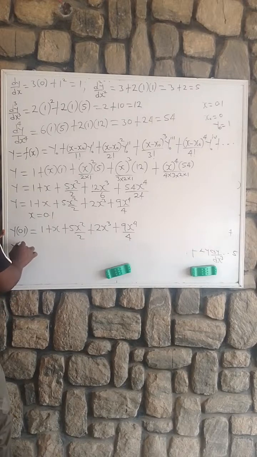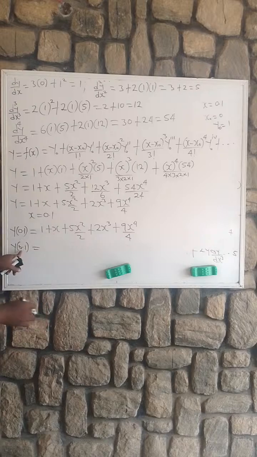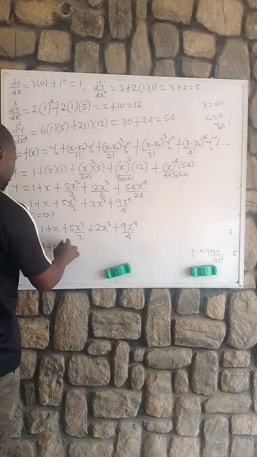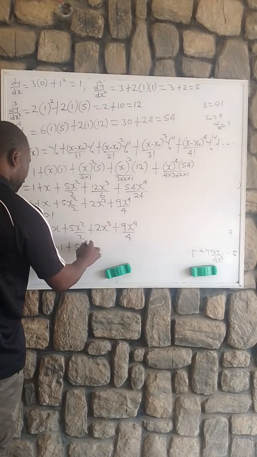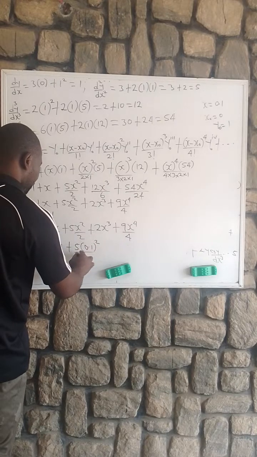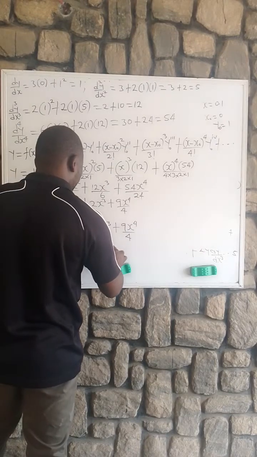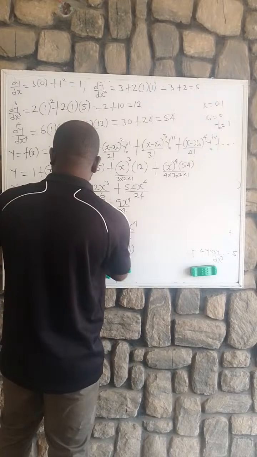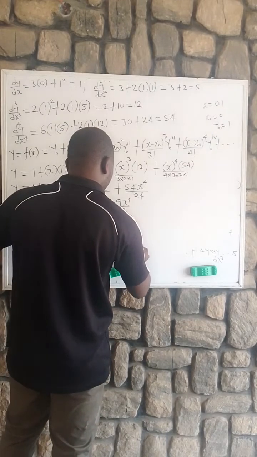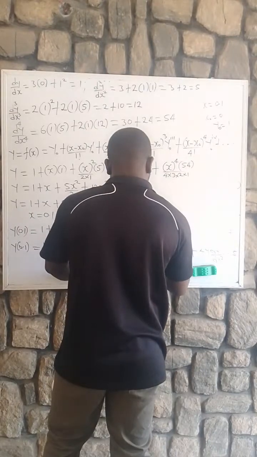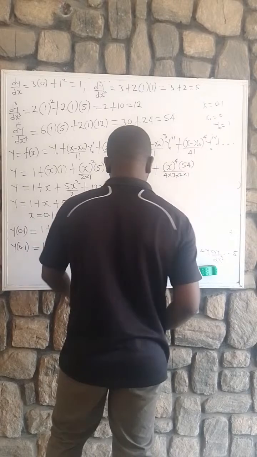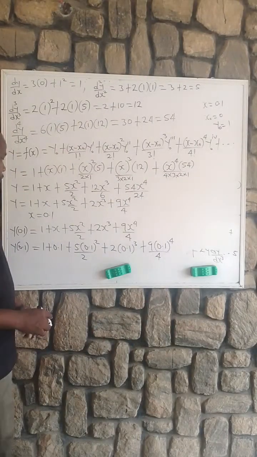So this implies that this is y of x. Anywhere you see x, you write 0.1. So y of 0.1 is 1 plus 0.1 plus 5 open bracket 0.1 all in square all over 2, then plus 2 open bracket 0.1 cubed, because at x equals 0.1 we should evaluate it. So plus 9 open bracket 0.1 raised to power 4 all over 4. So this is where I'll be needing your calculators.